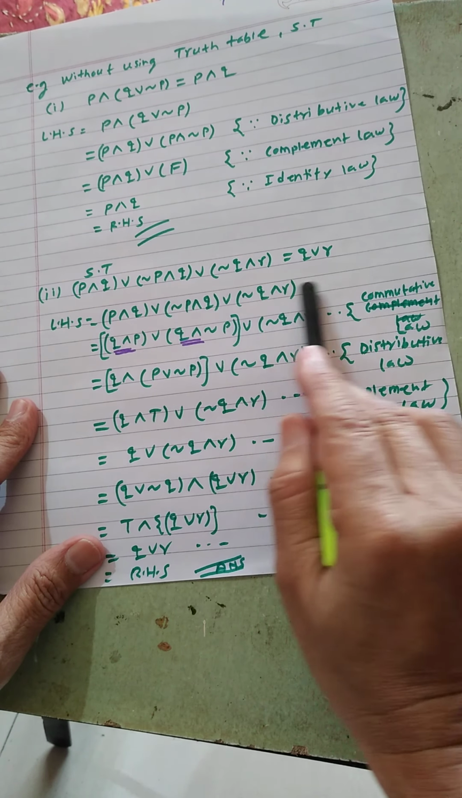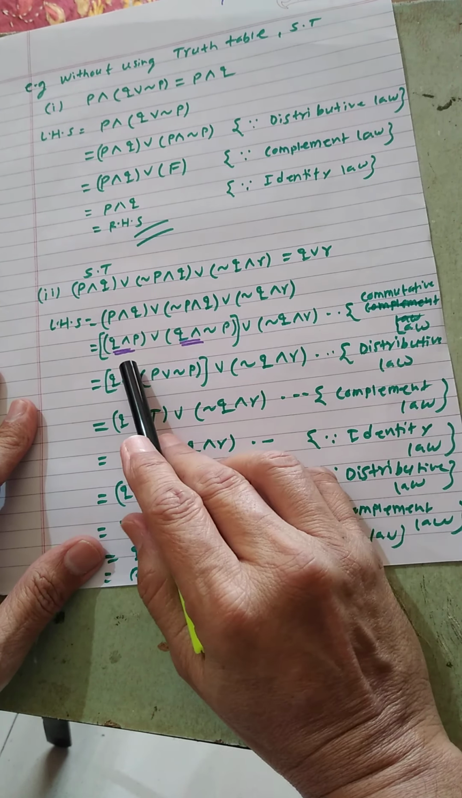First write down the statement as it is. Then first apply the commutative law: P and Q is Q and P. Negation P and Q is Q and negation P, in one bracket, and the third bracket as it is. Now Q and common, and bracket P or negation P. That is the distributive law from RHS to LHS.